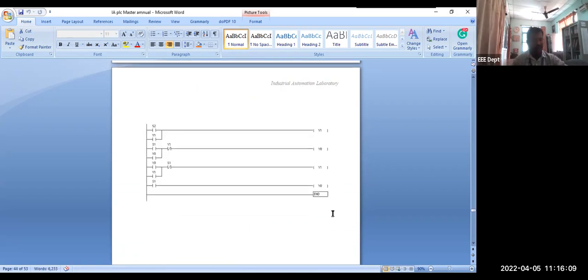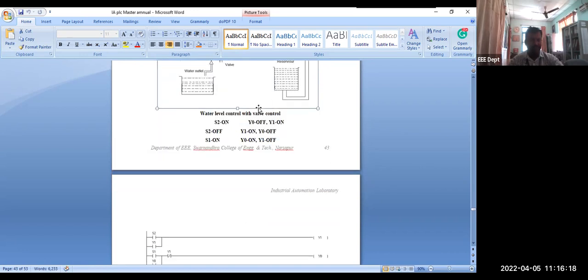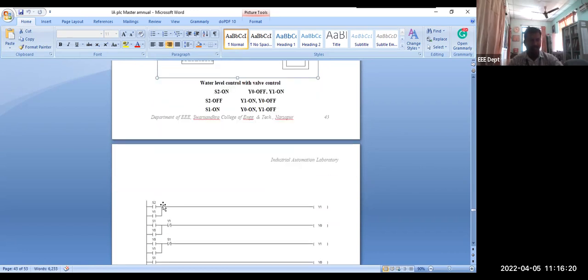So in this case, this is S2, Y1 and Y1. S2 means high level sensor. High level sensor S2 is on, Y1 on, valve on. Even though S2 is off, Y1 is always on due to latching. Because of Y1, the same condition will be stable, staying like that only. Same condition, that is Y1 is latching.